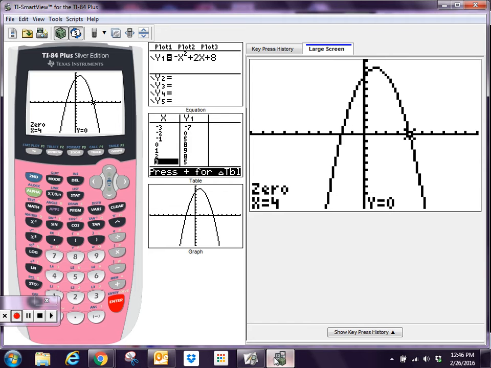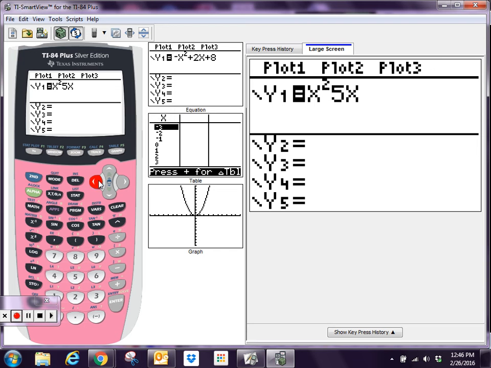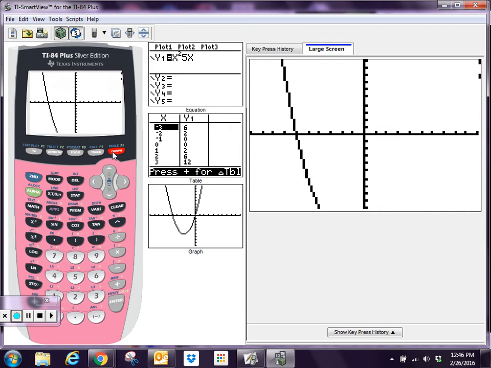So I'm going to go to my calculator, go to my y equals, and I'm going to type in x squared plus 5x and minus 6. I'm going to hit graph. And how many solutions do we have here? Notice we have 2 spots where this is crossing the x-axis. Okay, so I always go from left to right, so I'm going to do my first solution that I see.